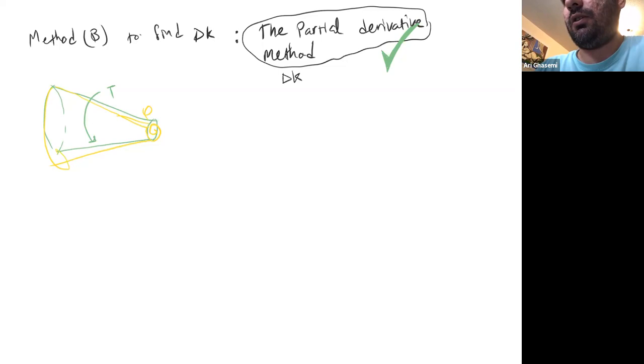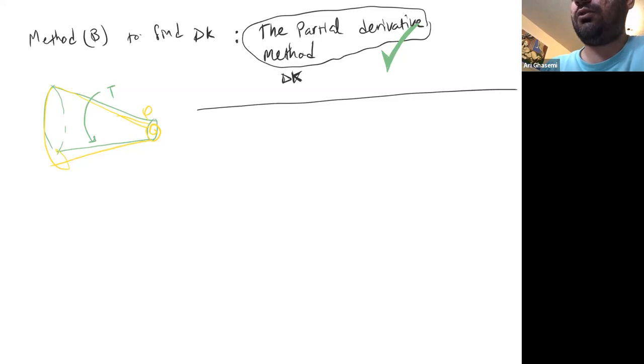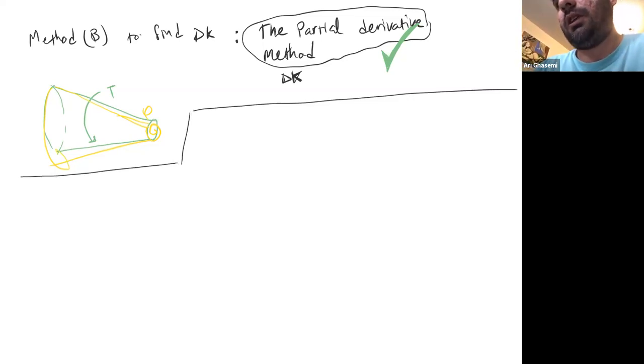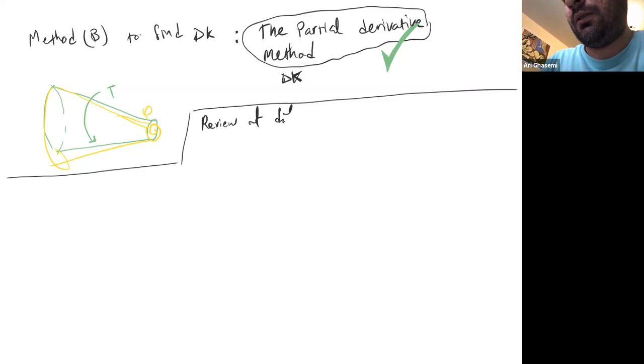So I want to see the partial derivative method for delta K, where you apply the partial derivative method to all the problems in this course. And it's not really that hard. Once you know how to do partial derivatives, it's probably easier than high-low. So let's go back to a review of differential calculus.